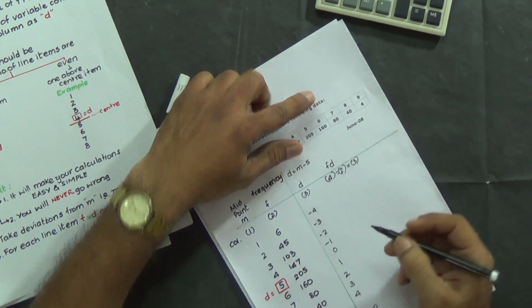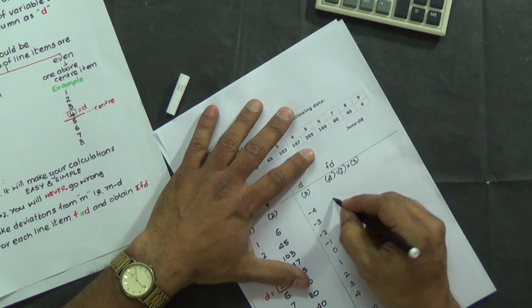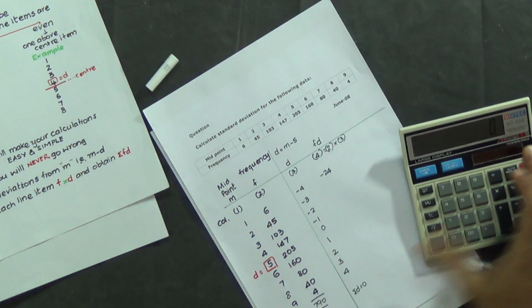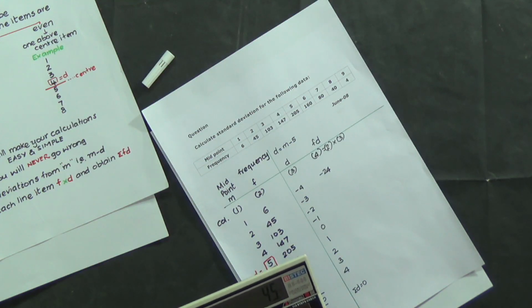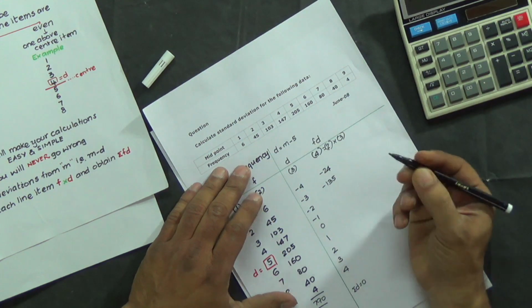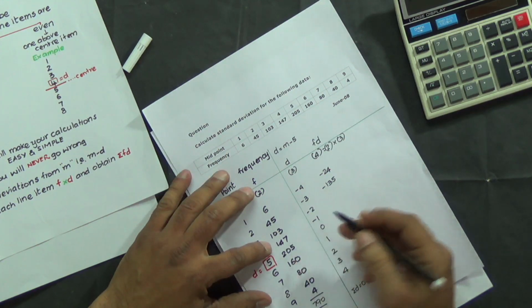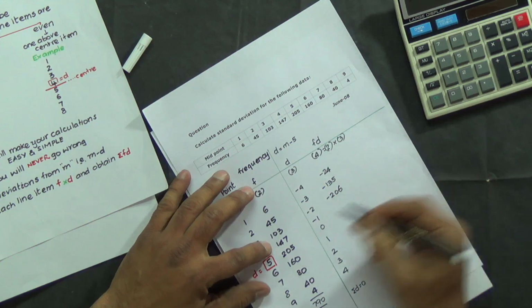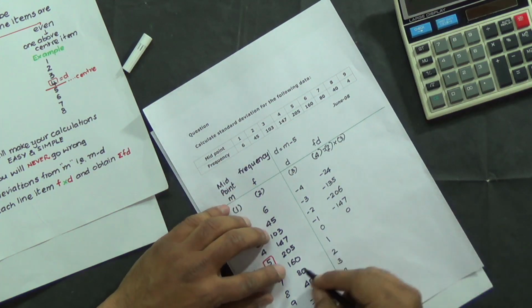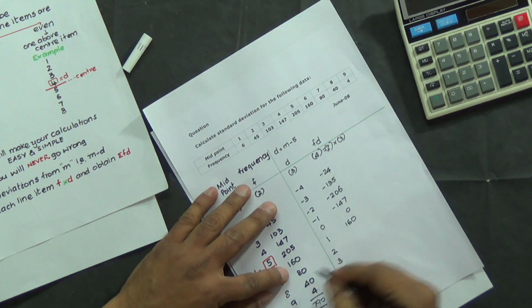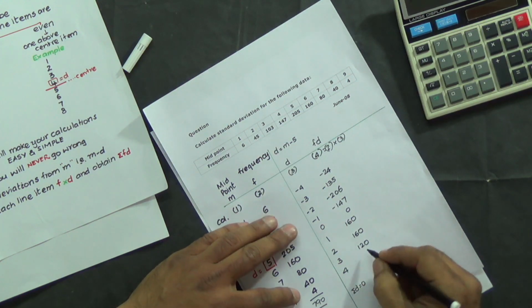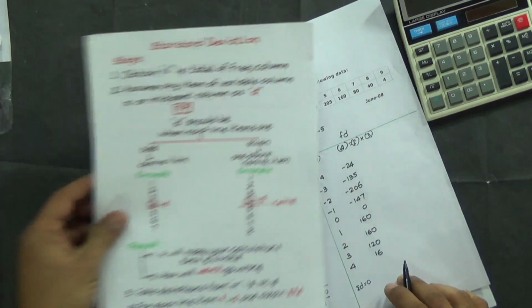So 6 into minus 4, minus 24, 45 into minus 3 will be minus 135, 103 into minus 2 will be minus 206. 147 into minus 1 will be minus 147. 205 into 0 is 0. 160 into 1 is 160. 80 into 2 is again 160. 40 into 3 is 120. 4 into 4 is 16. So now we have achieved this step.